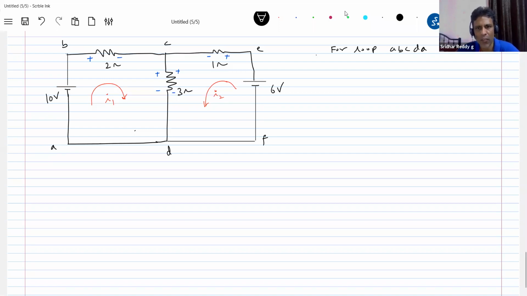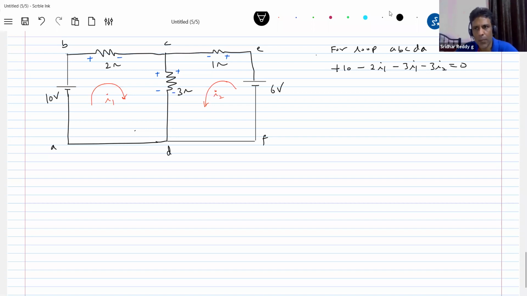Rise in EMF or fall in EMF? Rise in EMF, plus 10. Then I'll move from B to C, fall in drop, minus 2I1. Then across this resistor, 2 currents are there, I1 and I2. 2 loop currents are flowing. So this should be minus 3I1 due to fall in drop of I1. Then the current I2 also will flow from C to D. So due to that, it will be 3I2 equal to 0.